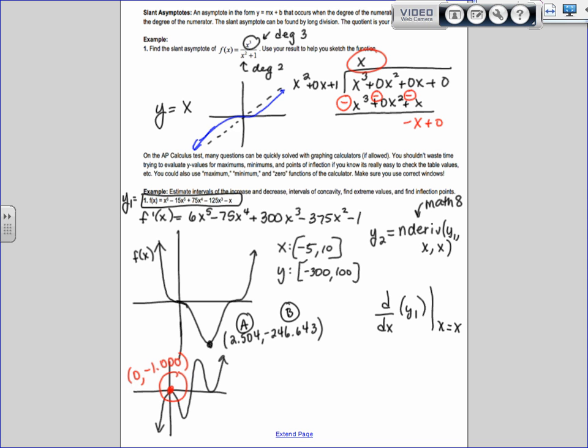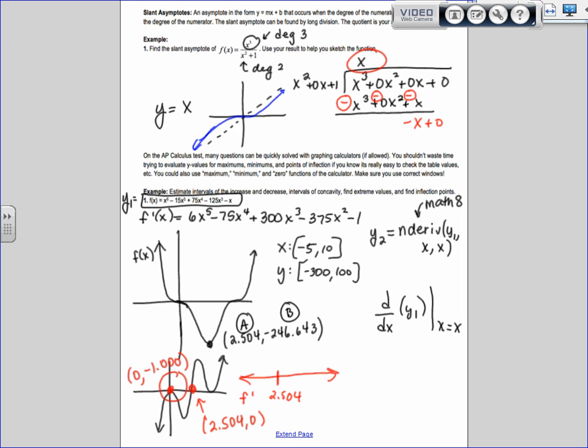Okay? So for my first derivative information, it doesn't actually hit 0 until, I'm going to find the zero, second trace, zero. I'm going to do left side, right side, enter. I'm finding this point right here. This point is 2.504, comma 0. So that's the first place that I had a critical value.